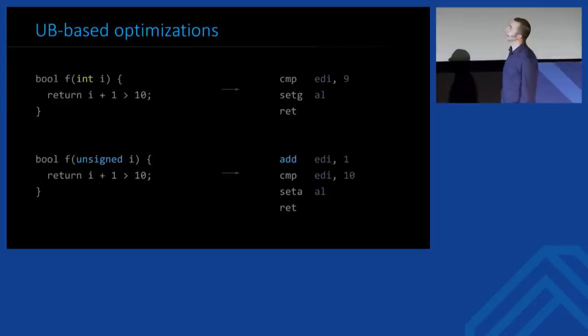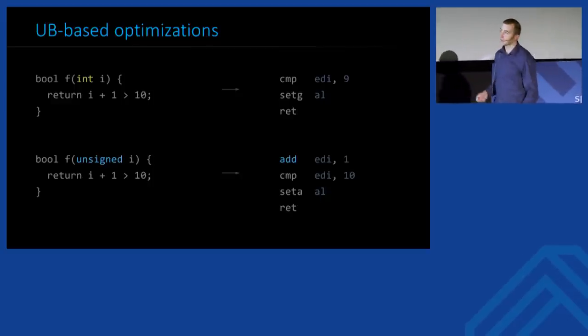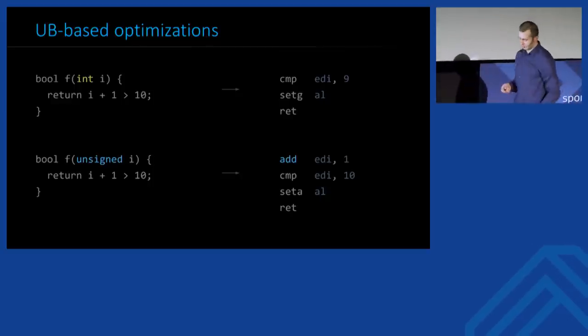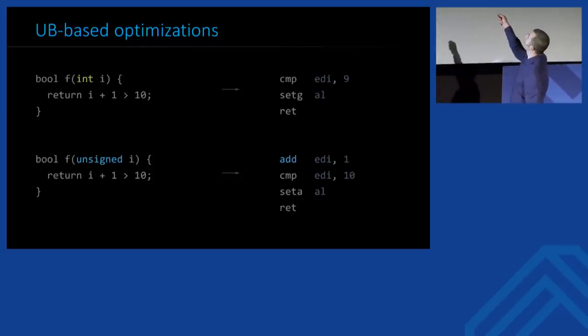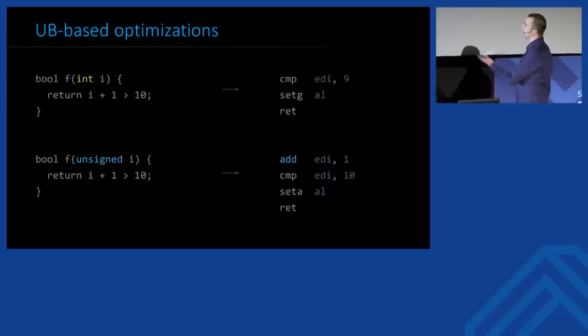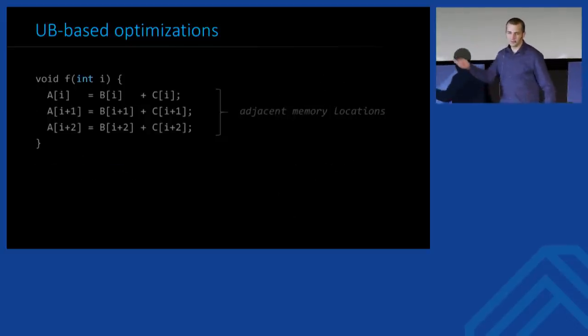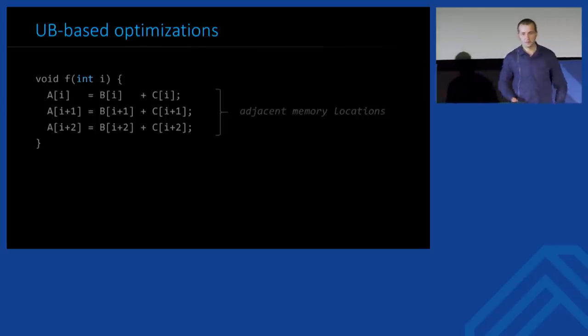And another example. Is i plus 1 greater than 10? We know from mathematics that we can transform this equation into a simpler one, and the compiler also knows it. You see, it knows that it has to compare against 9. In case of unsigned, it cannot do it. You know why. And there are more optimizations. Those fit into the slides.